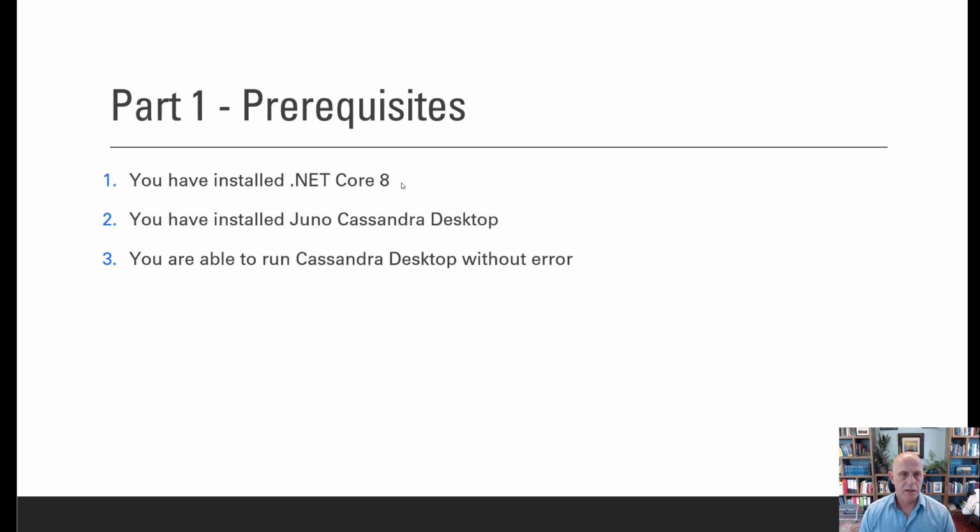We presume that so far you've already done the basic prerequisites, which means that you've already installed .NET Core 8 on your computer and you've also installed Juno Cassandra Desktop and you are able to run Juno Cassandra Desktop without error. At this stage you probably won't be doing anything much in Juno Cassandra because you don't yet understand really how to use it, but we presume that you have gone through the basic steps.